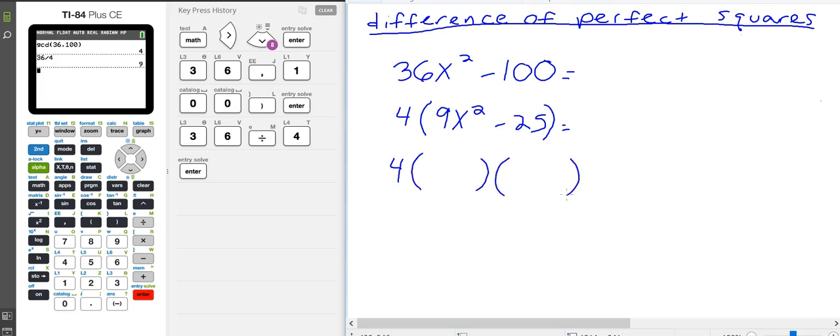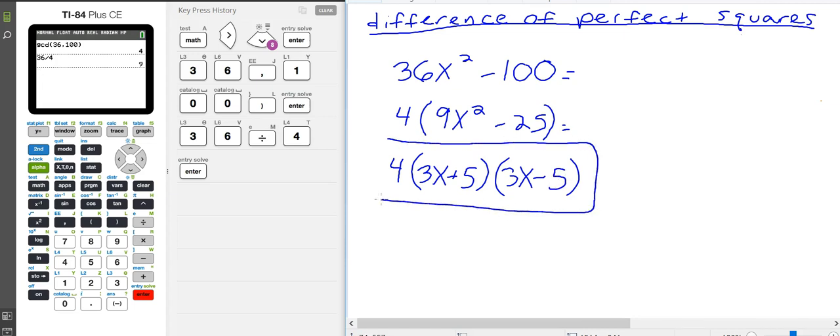When we use the method of the difference of two perfect squares, we take the square root of the first term, so the square root of 9x squared is 3x, and then we add to that the square root of the second term, the square root of 25 is 5. And then we multiply that by the square root of the first term, which is 3x, and we subtract from that the square root of the second term, which is 5. And this would be the completely factored form of 36x squared minus 100.